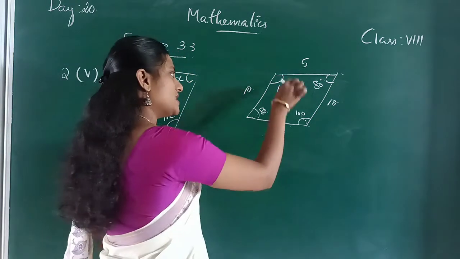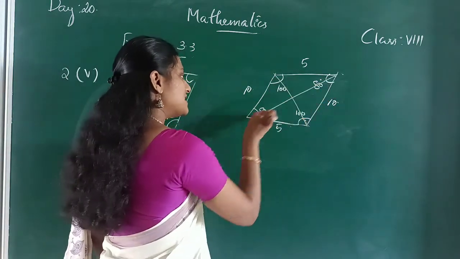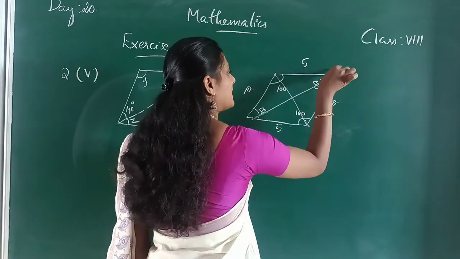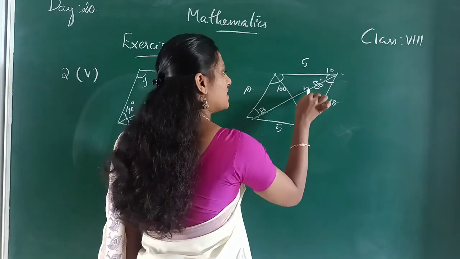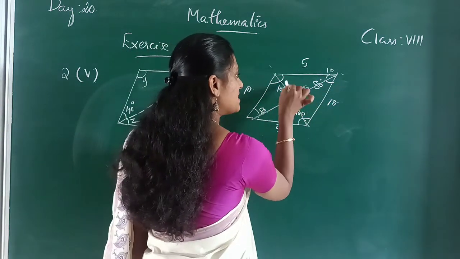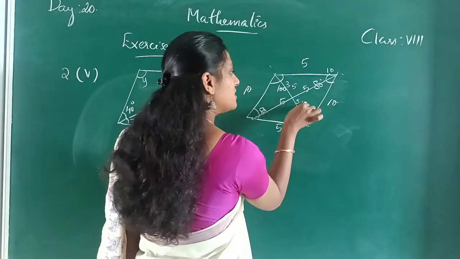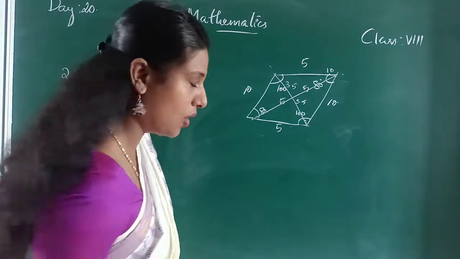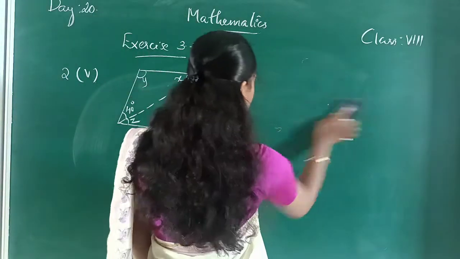And the last property is these diagonals bisect each other. Equal ആയിട്ട് കട്ട് ചെയ്ത് പോകും. If this diagonal is 10 centimeter, the 5 ആയിട്ട് കട്ട് ചെയ്ത് പോകും. If this diagonal is 7 centimeter, 3.5 ആയിട്ട് കട്ട് ചെയ്ത് പോകും. These are the properties of a parallelogram. Now we are continuing with our exercise 3.3.